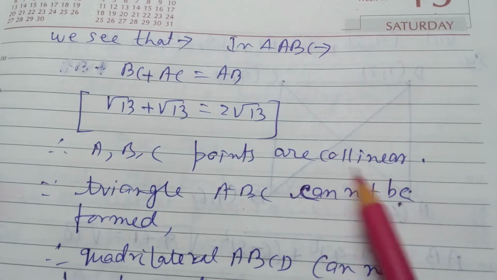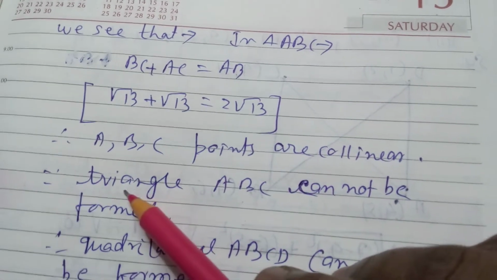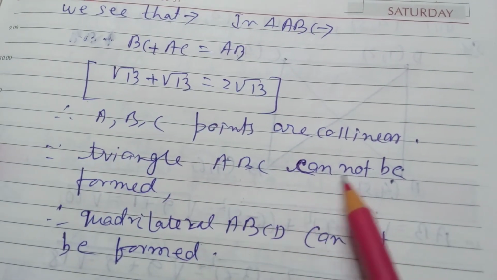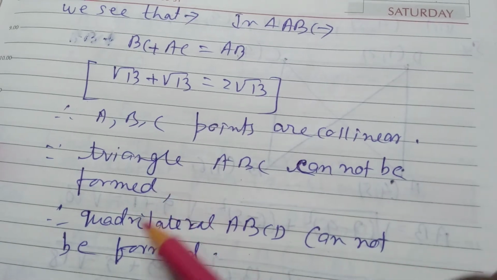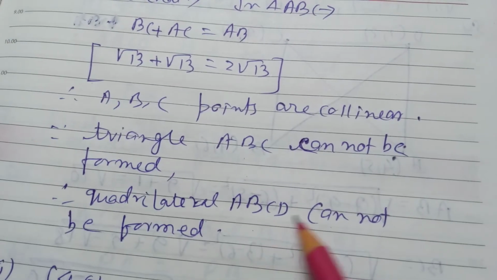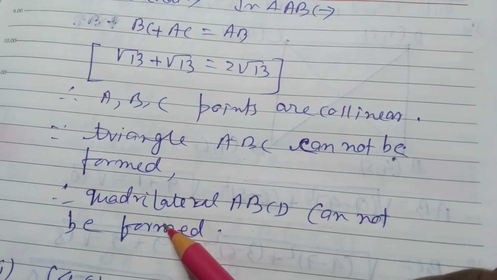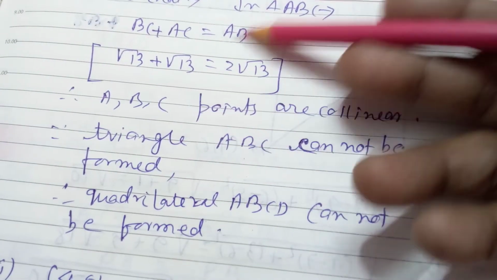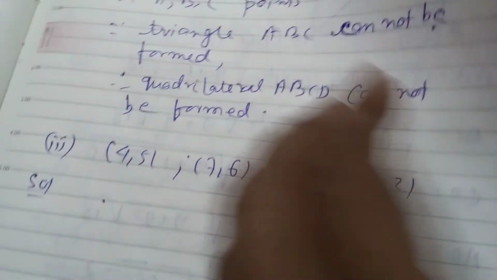So ABC are collinear. When it is collinear, triangle ABC cannot be formed, and when triangle cannot be formed, then quadrilateral ABCD cannot be formed. Okay. So quadrilateral cannot be formed. And next question.